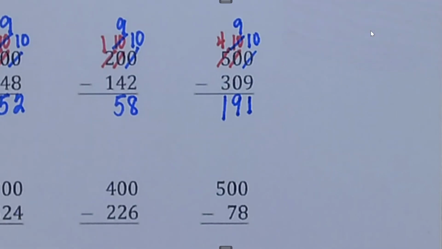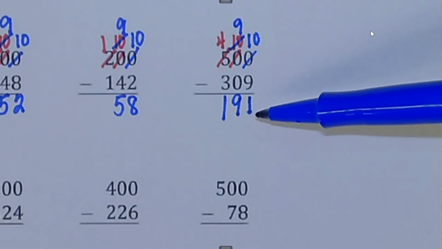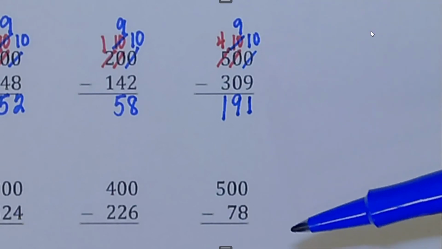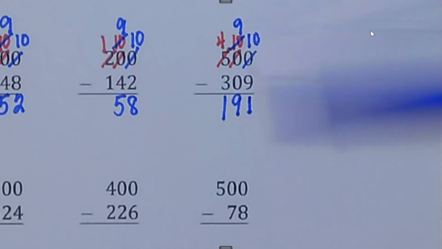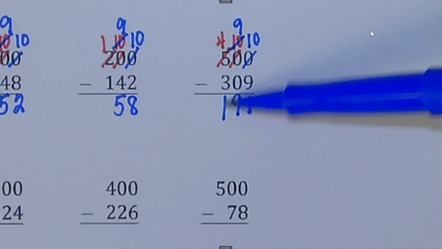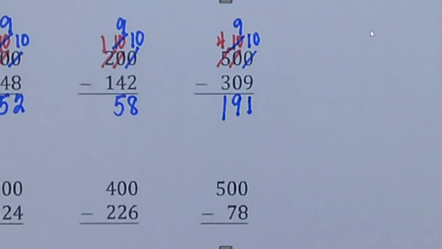Okay, so going backwards to check our work, 1 plus 9 equals 10. Yes. 9 plus 0 equals 9. Yes. And 1 plus 3 equals 4. Yes.